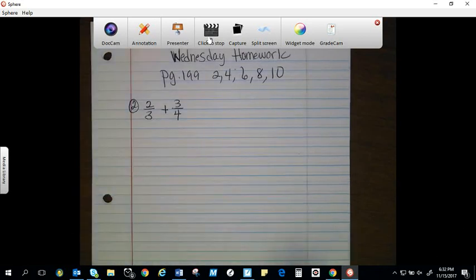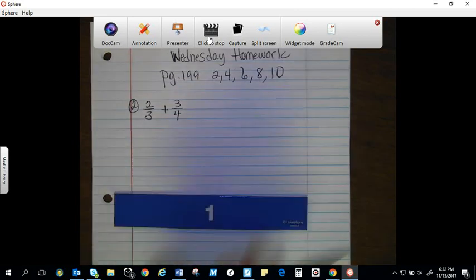Tonight, Wednesday's homework, is going to be on the Go Math, page 199, even numbers 2, 4, 6, 8, 10. And so let's take a look at problem number 2. On problem number 2, it was already showing you fraction strips.